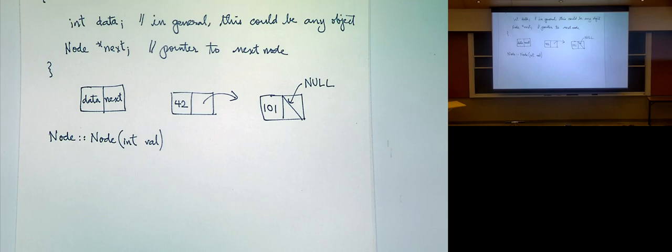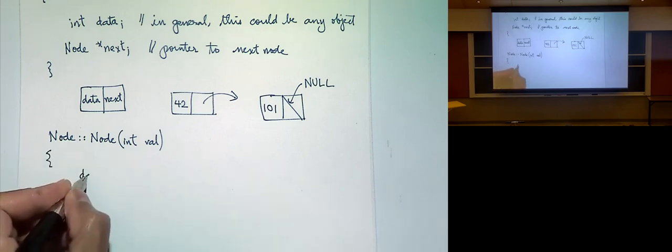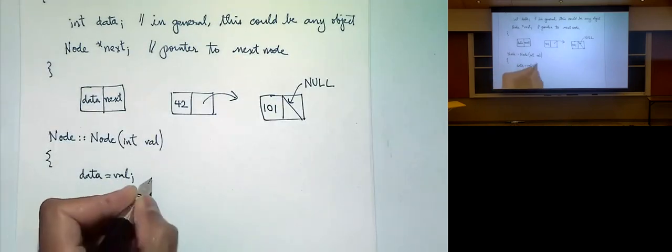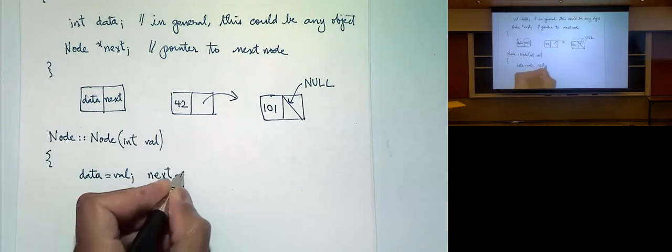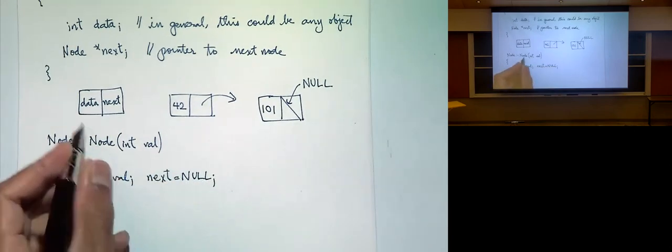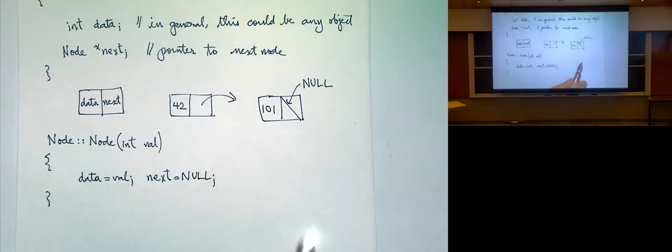Okay, so how does this work? This is just saying that the constructor says if I get this, and I'll just put it in the same line, next is equal to null. Right? This is saying that the constructor will take some integer, and it will output a node which has that integer, and then the second pointer is null, right? Because it's just a node by itself. Okay, questions? Is this clear?